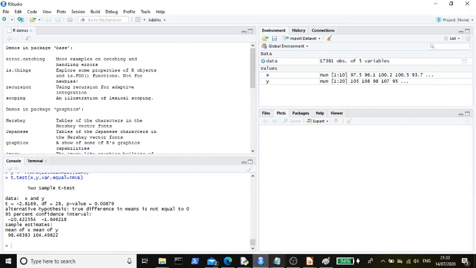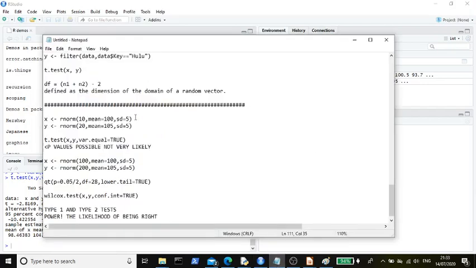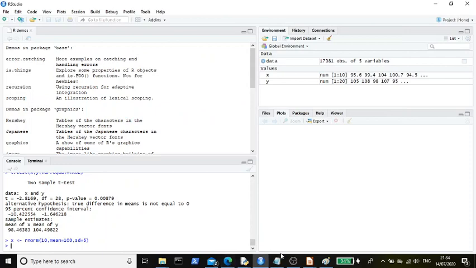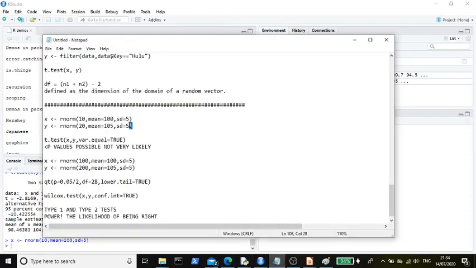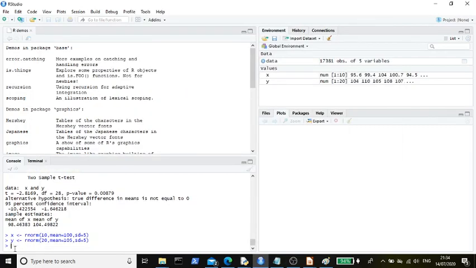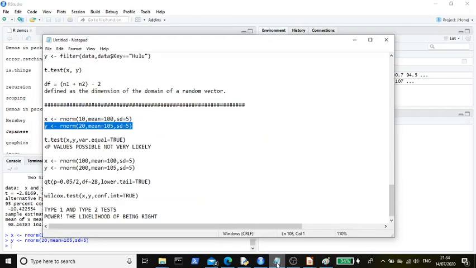So in this case, I'm not using the Kaggle data. I'm using two random vectors produced by rnorm, producing a 10 and 20, mean of 100 and 105, and standard deviation of 5 in both cases. Now, if you're quick, you'd probably be able to realize that is likely to have a low probability value, and you're probably going to reject the null hypothesis.